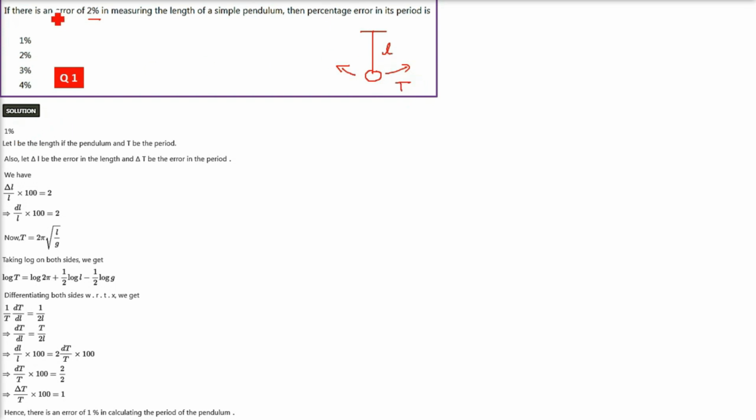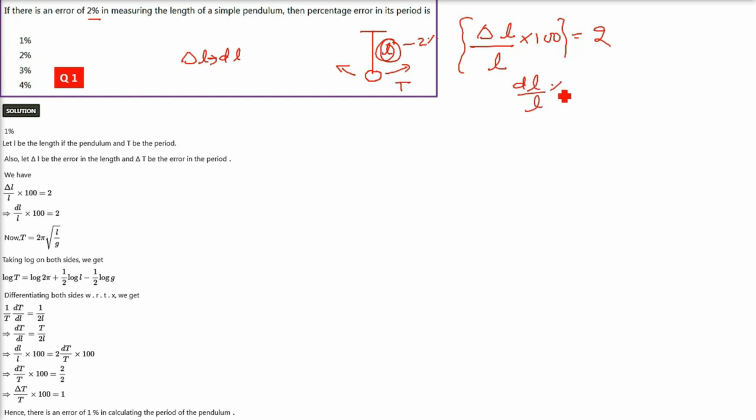Now the question is asking, if there is an error of 2% in measuring the length of a simple pendulum. So this is the error of 2% in measuring the length L. I already told you how to compute the percentage error. Delta L, that is the change in the length, divided by the original length, multiplied by 100, is going to be your 2% in this case, because this is your percentage error. Delta L or dL, we use them interchangeably. So this is nothing but dL by L into 100 equals 2.